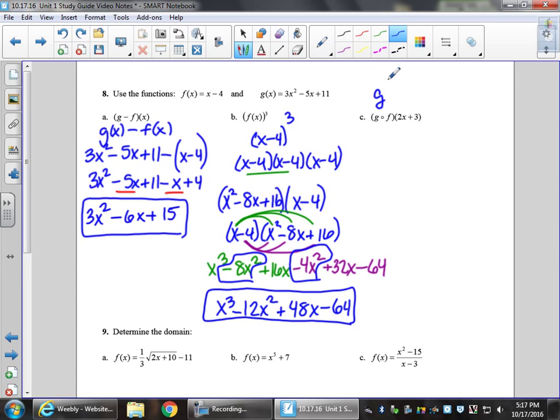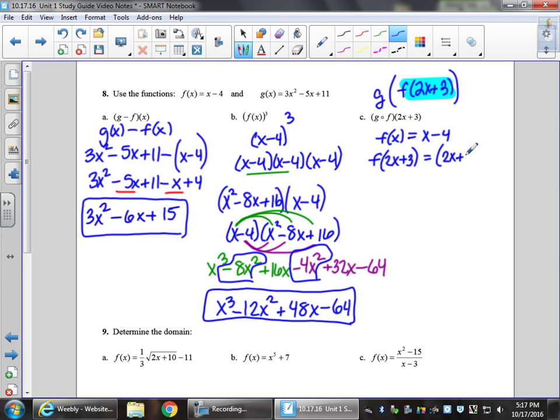Composition. This is g of f of 2x plus 3. This is an example where if there's something I can do on the inside, I want to do that first. So I can figure out what f of 2x plus 3 is. So that's where we're going to start. There's something I can do with that. So f of x is x minus 4. We're going to do f of 2x plus 3.